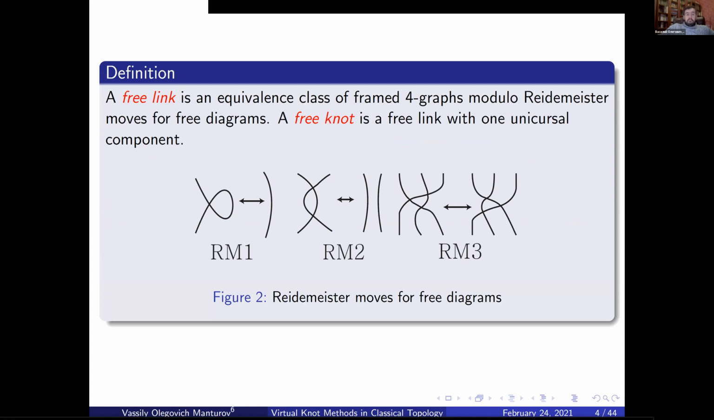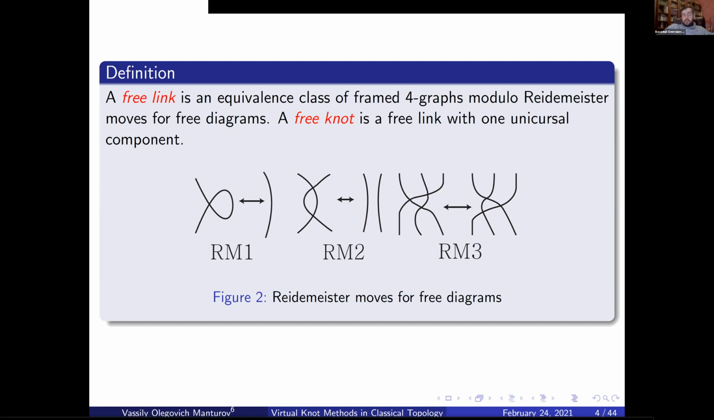Okay, and now I want to define the notion of a free link and a free knot. So these are just equivalence classes of these framed four-valent graphs, modulo abstract Reidemeister moves. So actually, when we have usual knots, we draw them on the plane, and we have three types of moves, known Reidemeister moves, and all knot theory is based on Reidemeister moves. And actually, here I want to make the situation more abstract. In fact, we can say, okay, some situations of the corresponding codimension happen, so we can pass to formal objects.